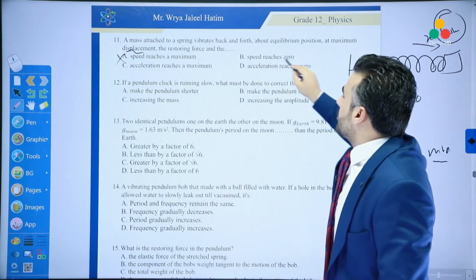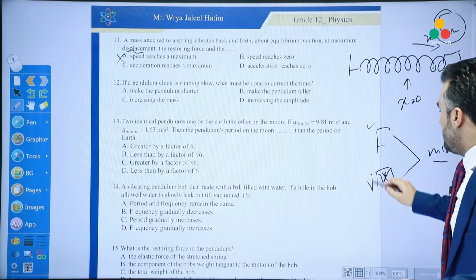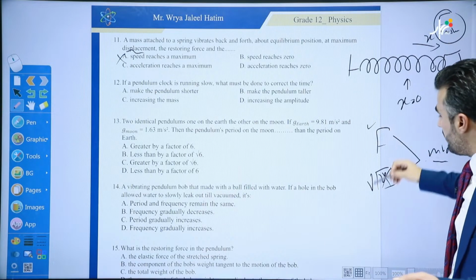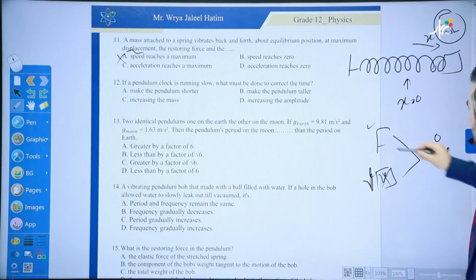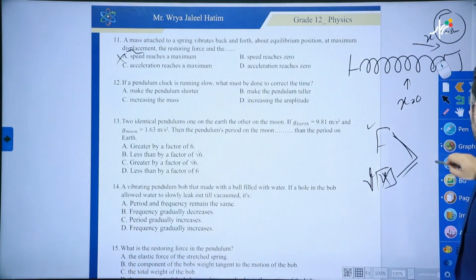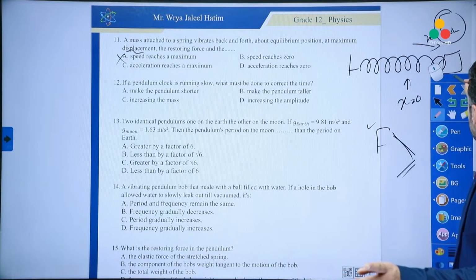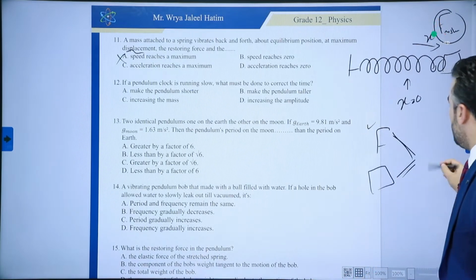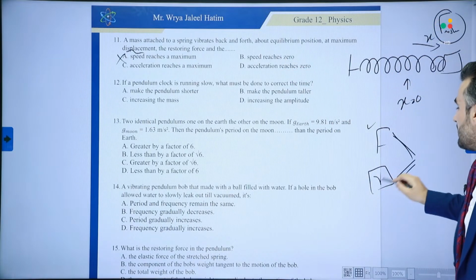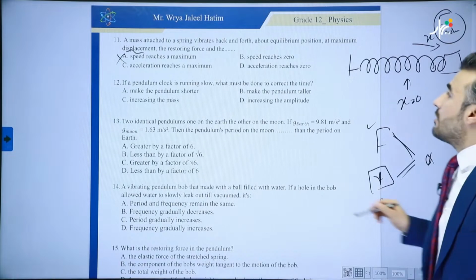What about option B? The speed reaches 0 here. Can we say the speed reaches 0? It is true that the speed is 0, but it says the restoring force and the speed are 0. Can we say these are both 0? This one is also incorrect, so we cannot choose it. Remember, it has to be both together. Once again, it is true the speed is 0, but can we say both are 0? The answer is no, so not option B.